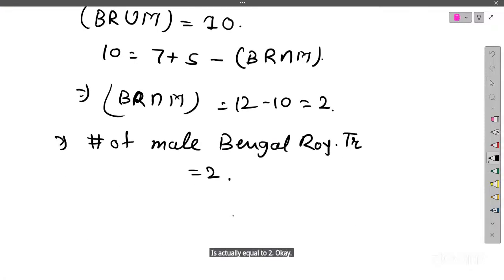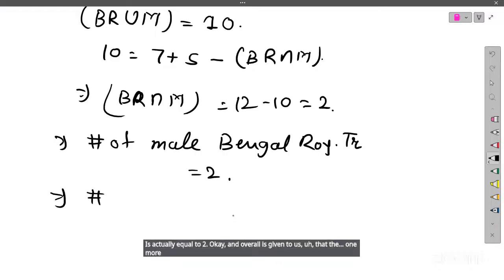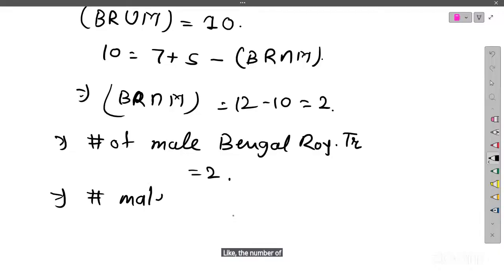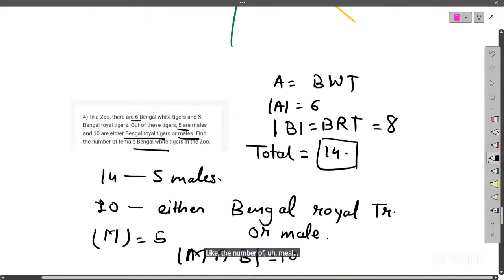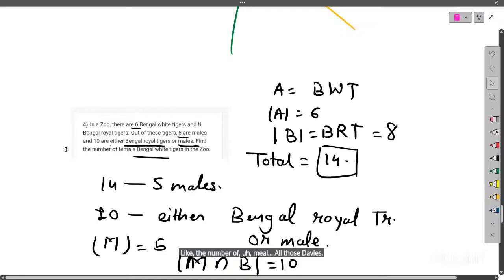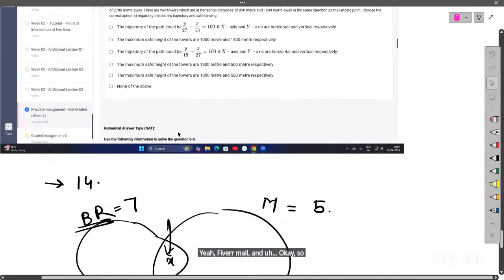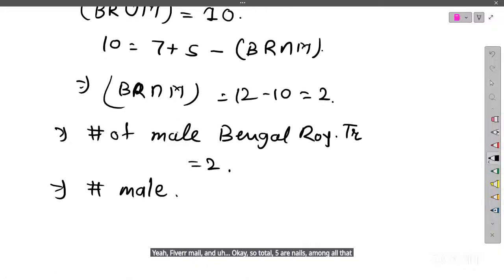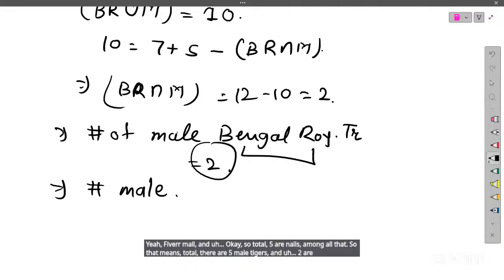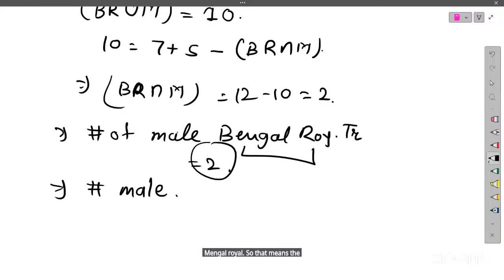And overall, one more piece of information we know is that 5 are male. So in total there are 5 male tigers, and 2 belong to this particular group, Bengal Royal. So the remaining 3 will belong to Bengal white tigers, right?